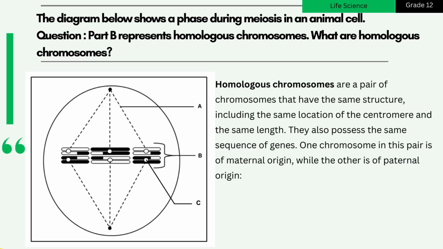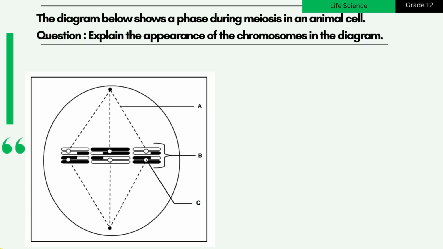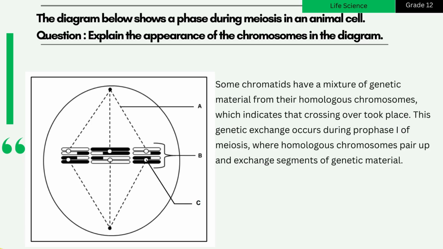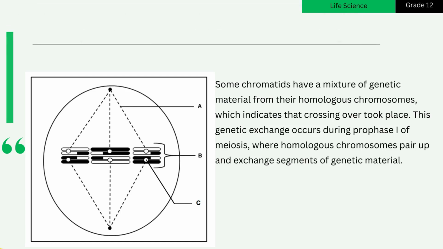One chromosome in this pair is of maternal origin, while the other is of paternal origin. Question. Explain the appearance of the chromosomes in the diagram. Some chromatids have a mixture of genetic material from their homologous chromosomes, which indicates that crossing over took place. This genetic exchange occurs during prophase I of meiosis, where homologous chromosomes pair up and exchange segments of genetic material.